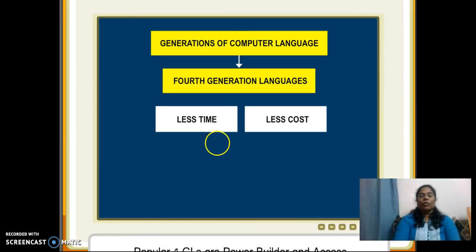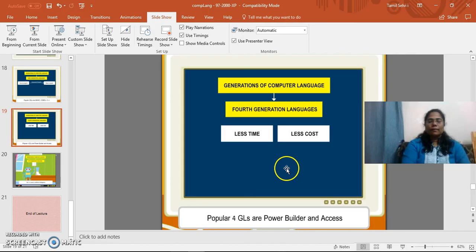Now, the fourth generation language. Here it is a power builder and it is easy to access, so less time and less cost. So we have seen the fourth generation language.